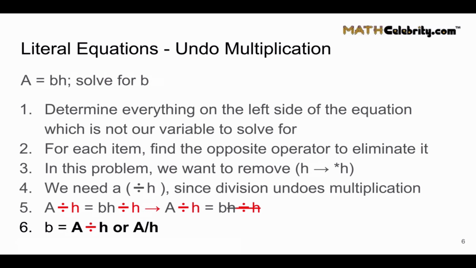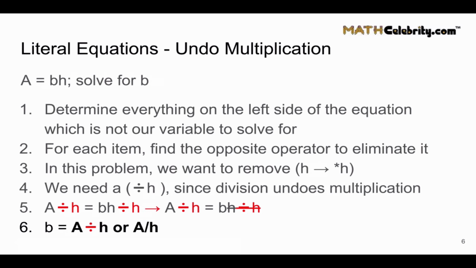Well, notice BH is really B times H. So we've got multiplication, and we've got one variable we need to get rid of on the right side. What we need is divided by H, since division undoes multiplication. So what we're going to do is divide each side of this equation by H.